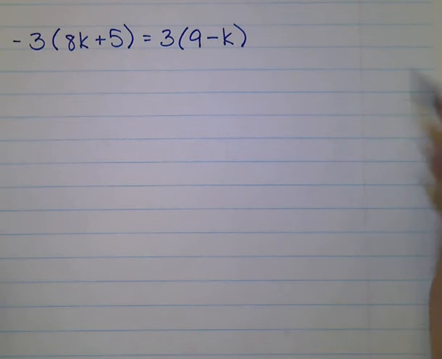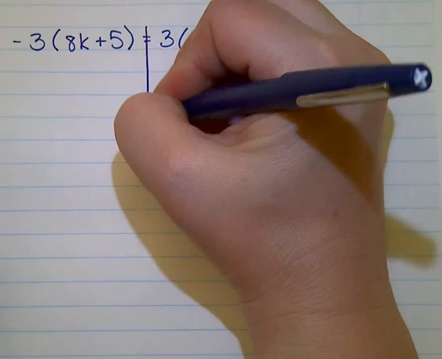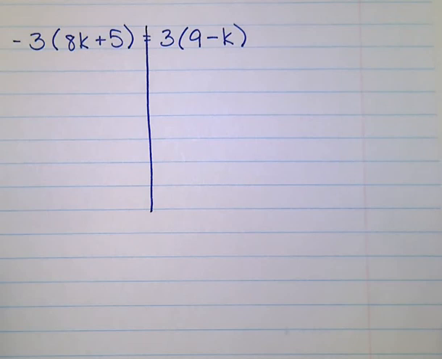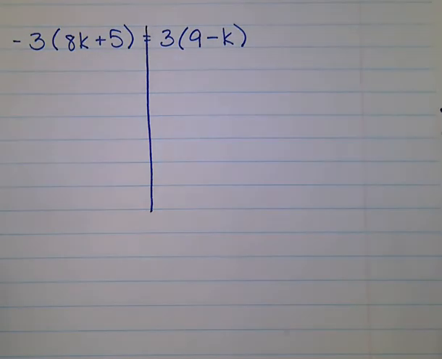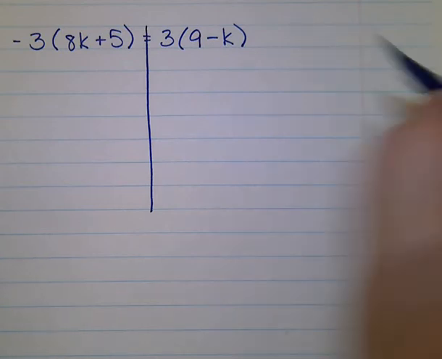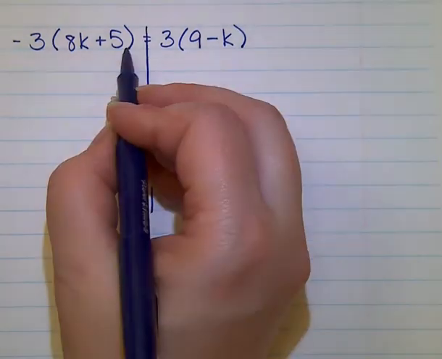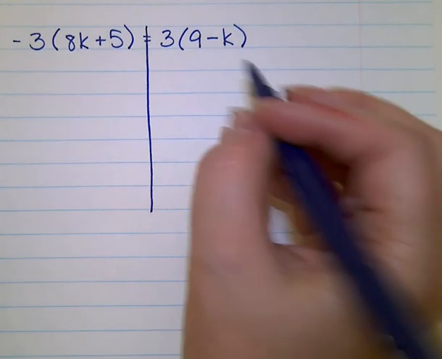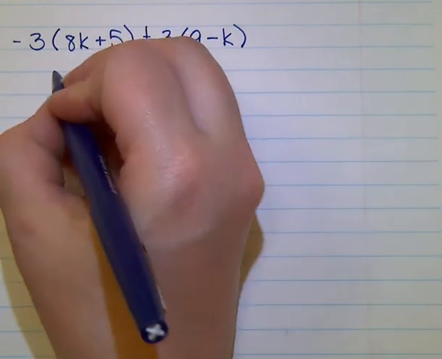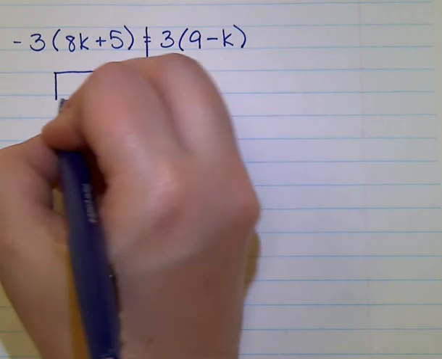So let's draw our line, and we're going to solve -3 times the sum of 8k plus 5 is equal to 3 times the difference of 9 minus k. Notice we have parentheses, and step 1 says we need to distribute. So we are going to draw our boxes and fill in the pieces.